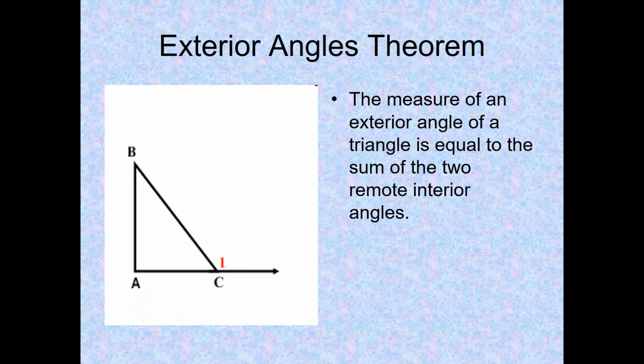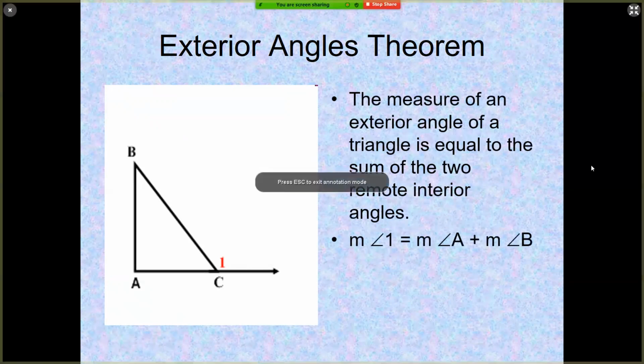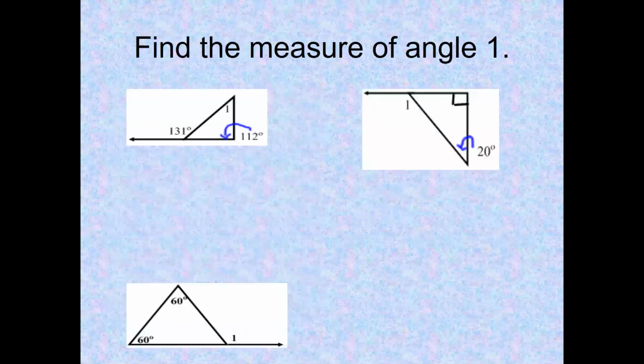So in this diagram, angle 1 is our exterior angle. I know that angle 1 is equal to the measure of angle A, whatever this angle is in here, plus whatever this angle is up here. So notice angle A and angle B are not touching the angle that the exterior is associated with. So angle 1 is associated with angle C, so we can't add angle C in there. So let's practice some of these.